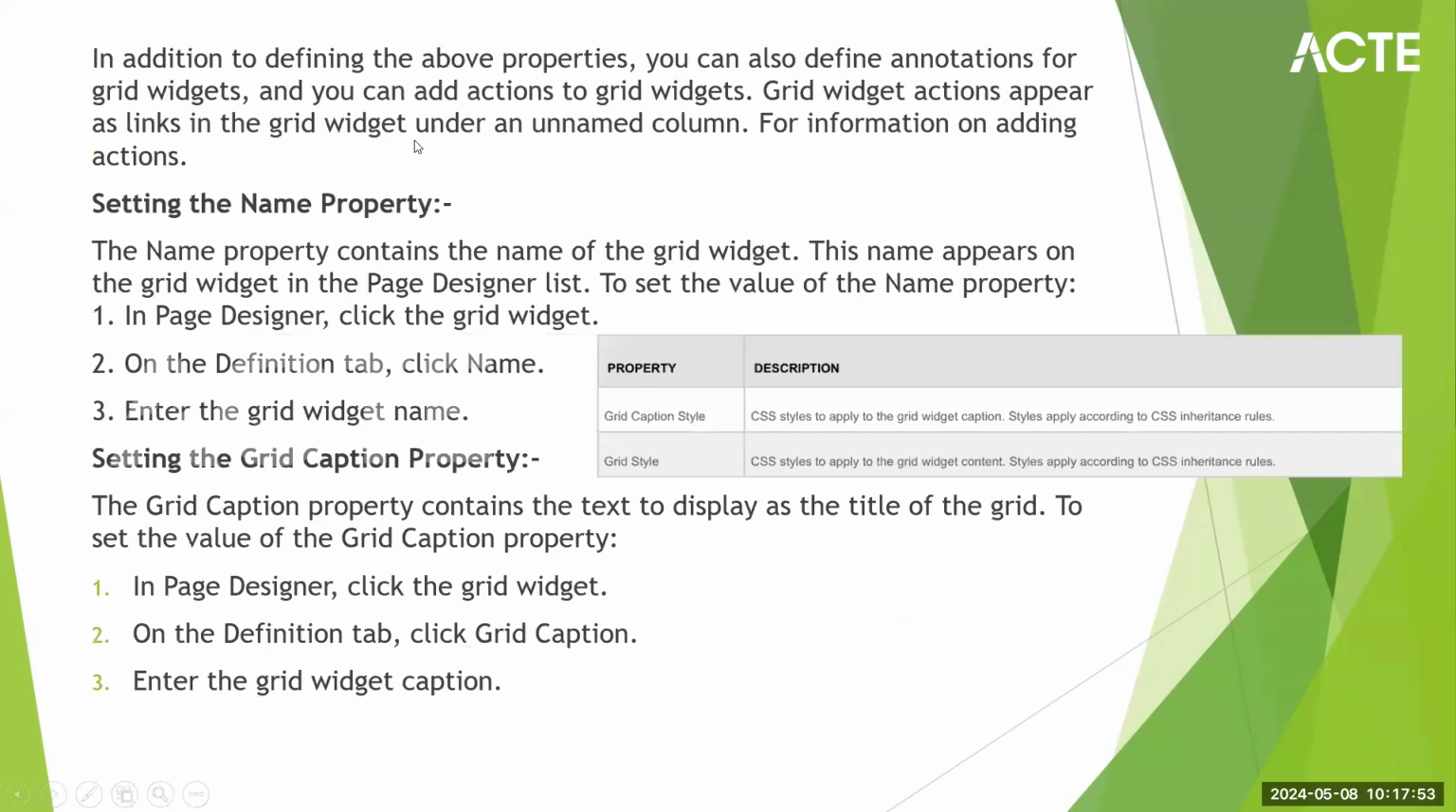Now, setting the name property. How do you set a name property for this particular grid which you have created? I mean, whatever name you want to give for the particular grid which you have created in the page designer. The name property contains the name of the grid wizard. This name appears on the grid wizard in the page designer list. To set the value of the name property in page designer, click the grid wizard. On the definition tab, click name and then enter the grid wizard name.